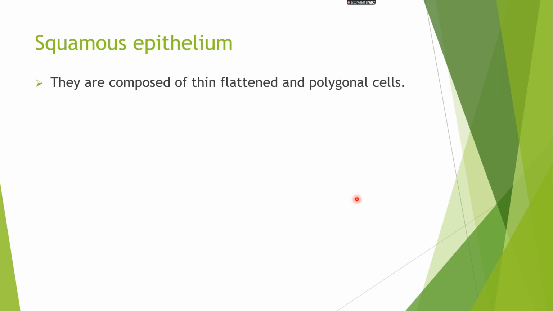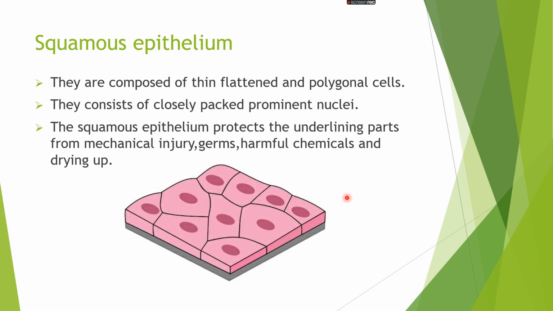Now let's have a look at squamous epithelium. Squamous epithelium is composed of thin, flattened, and polygonal cells. Here in this diagram, you can see that the cells are thin plus they are polygonal in shape. Second, they consist of closely packed prominent nuclei. Here you can see the cells are closely packed and they have prominent nuclei. Here the word prominent means that they have a distinct nuclei which we can see.